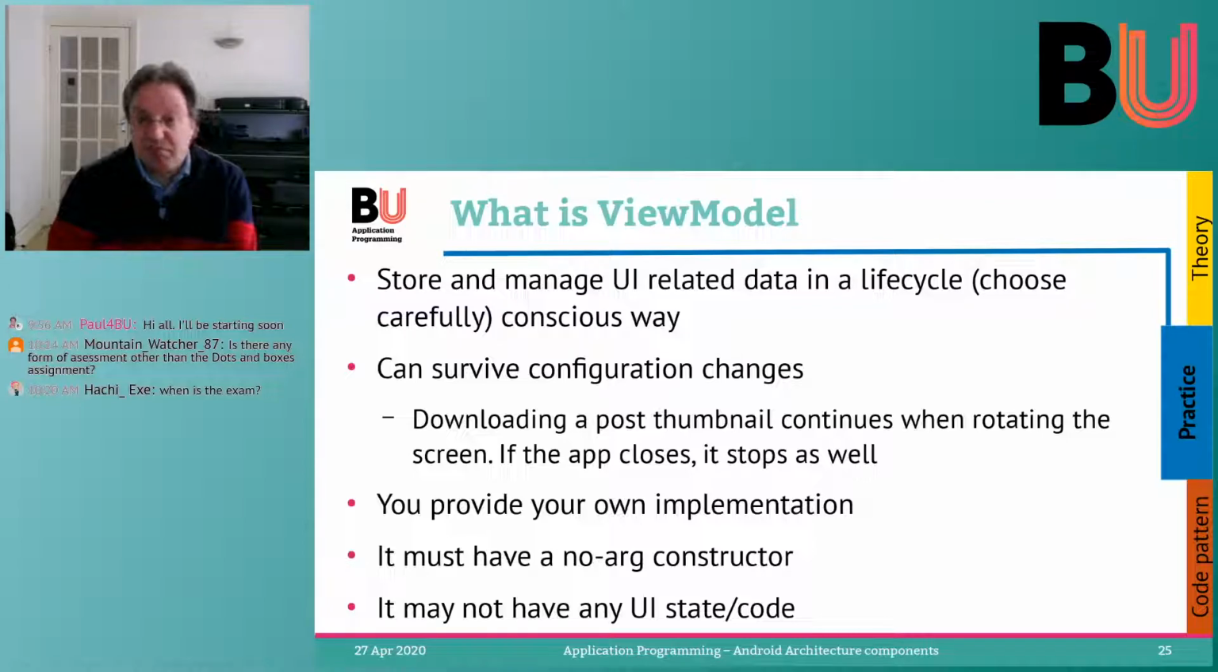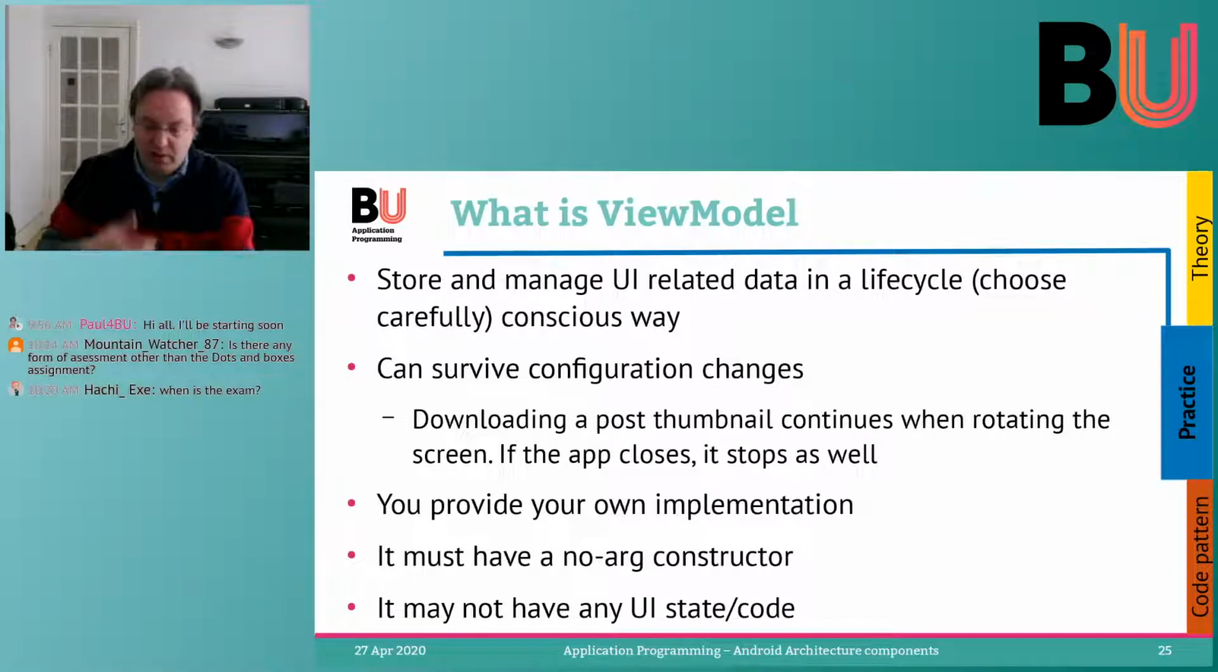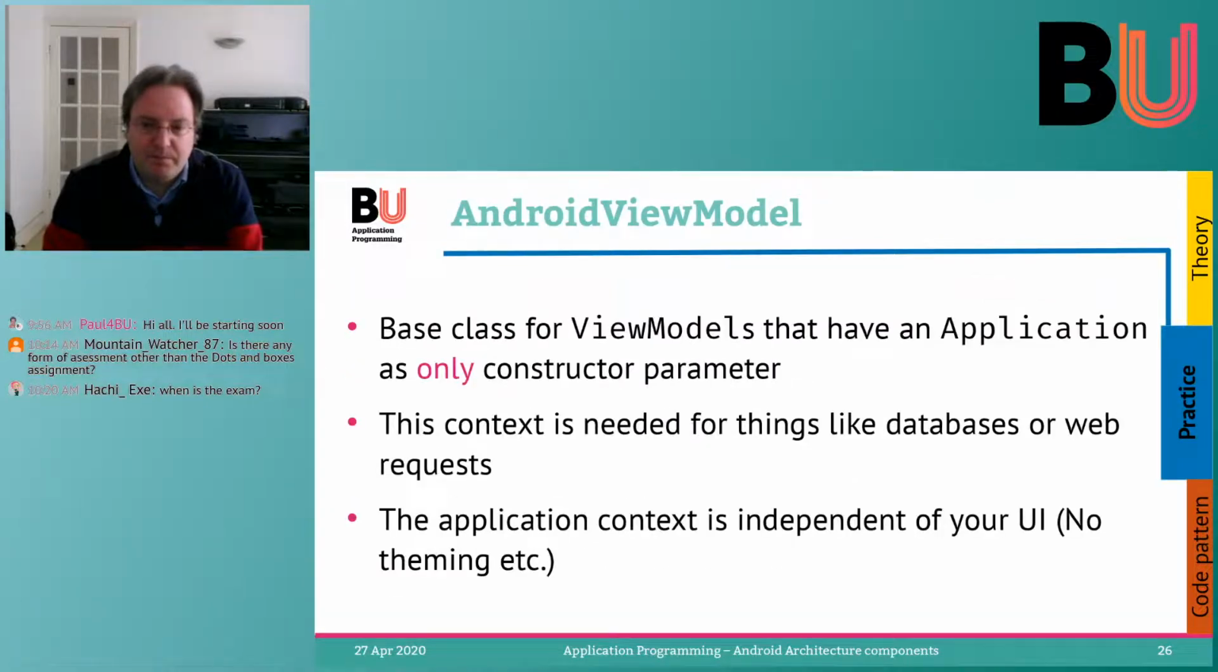It provides live data objects that are then consumed by UI code that says, okay, if this changes, do this, implement this. There is one particular subclass of view model that is called Android view model, because sometimes you need access to a context. You need access to resources. You need access, even for opening a database, you need to know something. And that is what Android view models do.